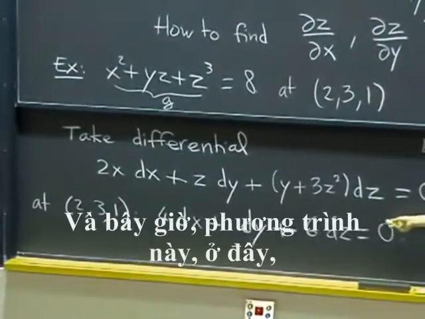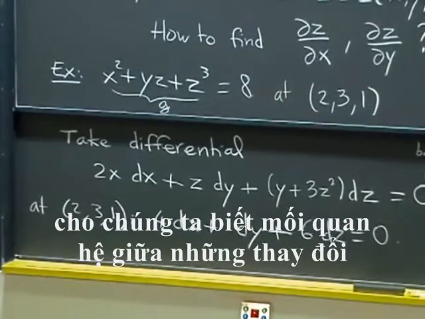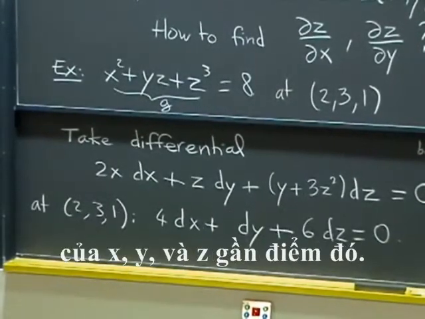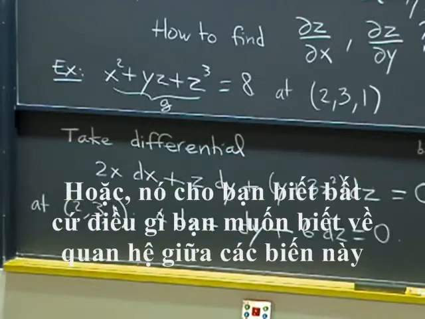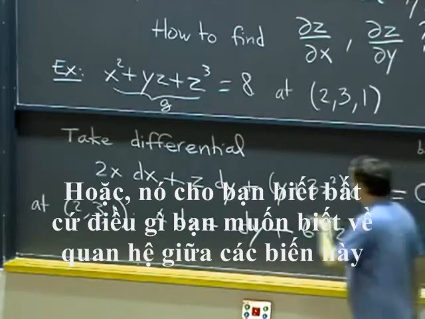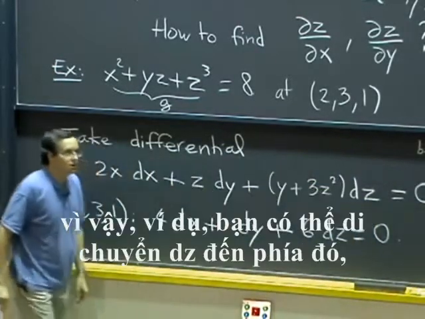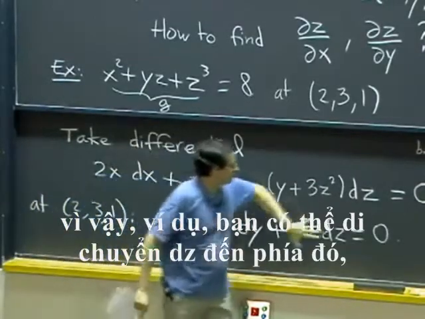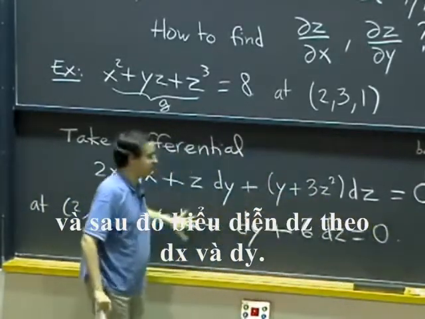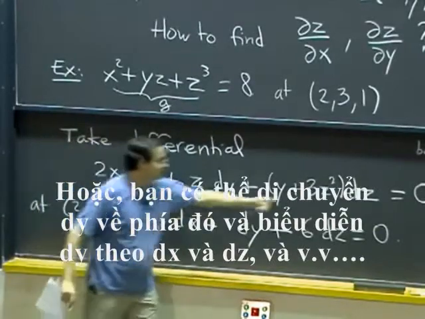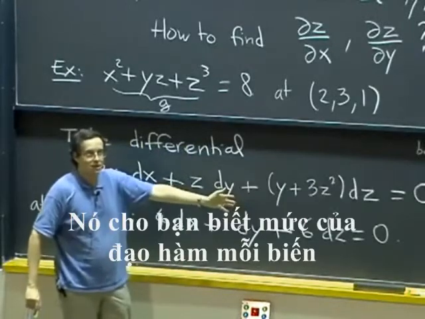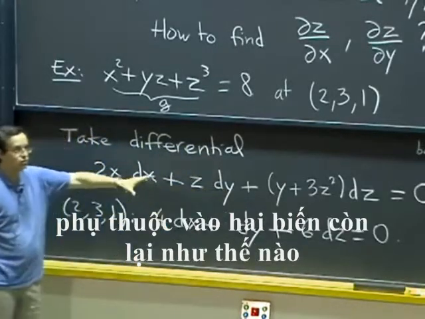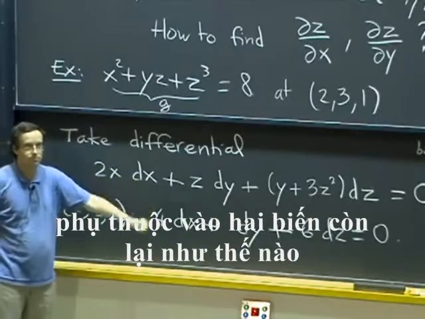And now this equation here tells us about a relation between the changes in x, y, and z near that point. It tells us how if you change x and y, well, how z will change. Or it tells you actually anything you might want to know about the relations between these variables. So, for example, you can move dz to that side and then express dz in terms of dx and dy. Or you can move dy to that side and express dy in terms of dx and dz, and so on. It tells you at the level of the derivatives how each of the variables depends on the two others.